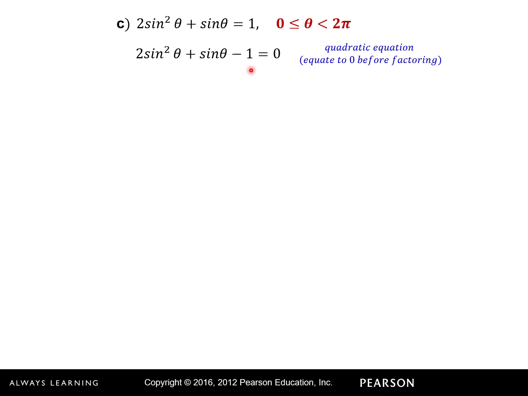Then let's start factoring by getting the factors of 2 sine squared theta.